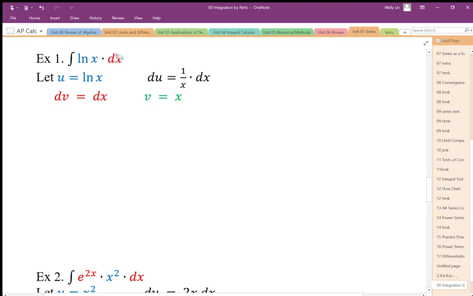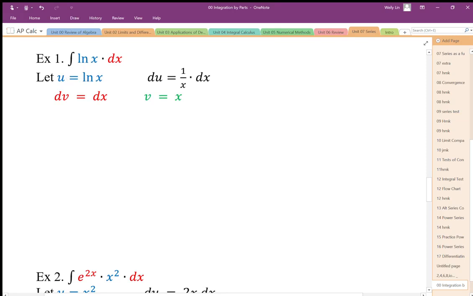Unfortunately, if we select the log x with the dx together as my dv, then that's my original problem. I can't integrate that. So the most complicated piece that I can select for the dv is only the dx part. And remember, the dv must include the dx part. So that means the u must be log x.